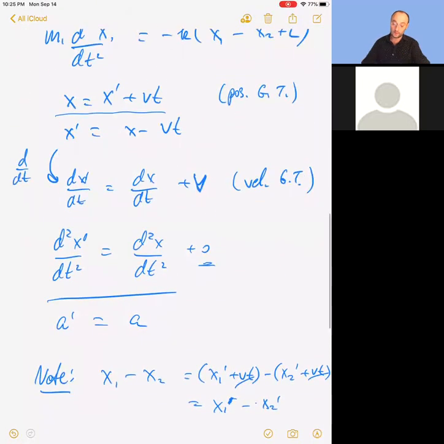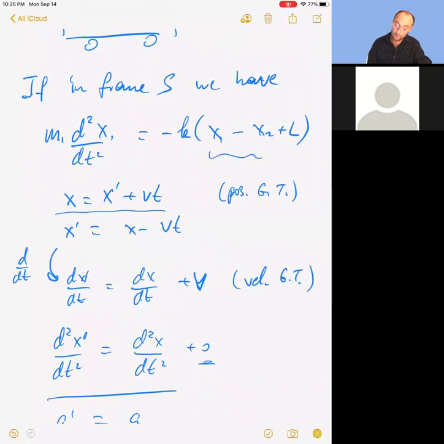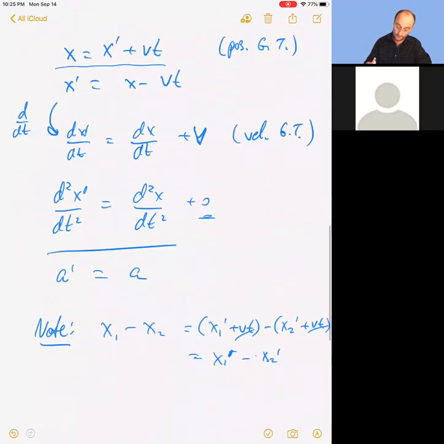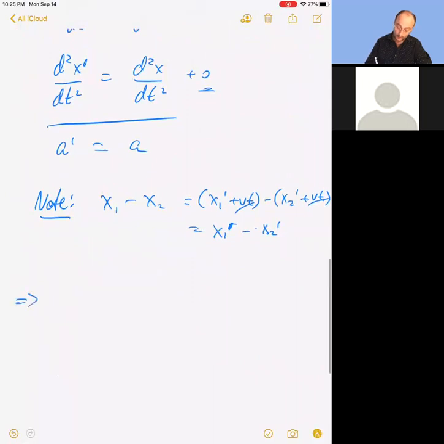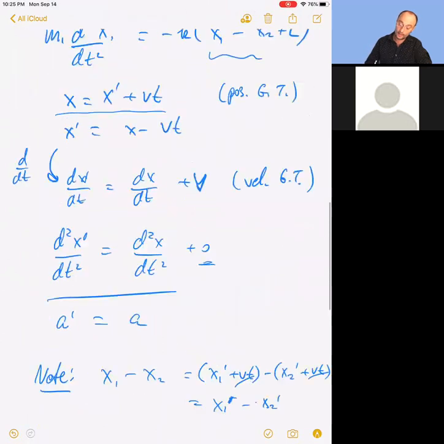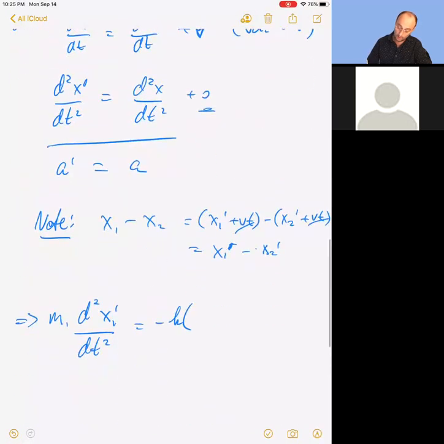So now we're ready to substitute. Okay, so x1 minus x2 is x1 prime minus x2 prime. And the second derivative of x1 equals the second derivative of x1 prime. And what we get is m1, the second derivative of x1 prime with respect to time squared equals minus k. Let's see, so this is going to be x1 prime minus x2 prime plus L. And you can conclude that the equation has the same form.